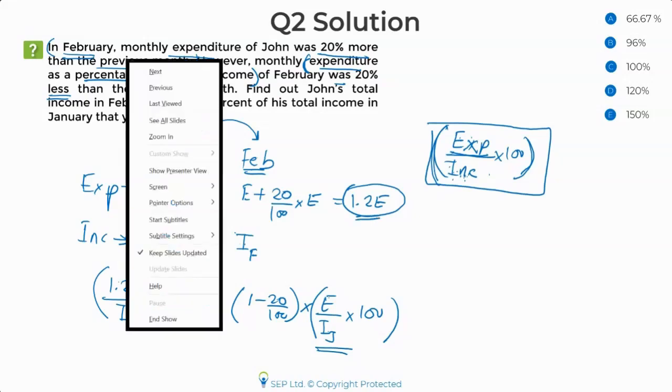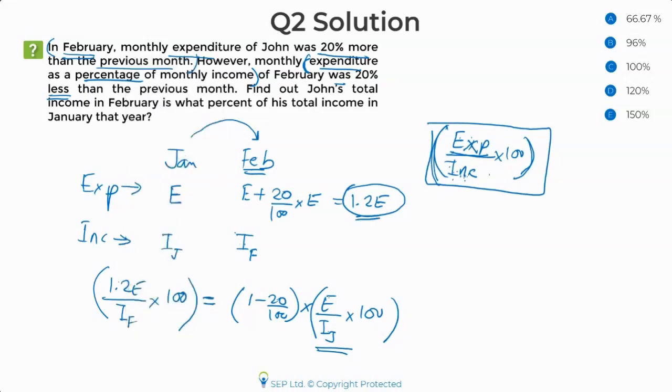Okay. For Jan, what will I write? For Jan, I'll write expenditure as a percentage of monthly income. Notice. Okay. For February, it is 20% less than the previous one. So whatever this is, 20% less. So that is why I'm doing 1 minus 20 by 100.